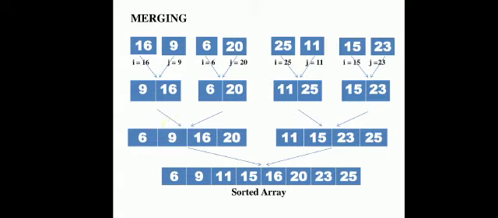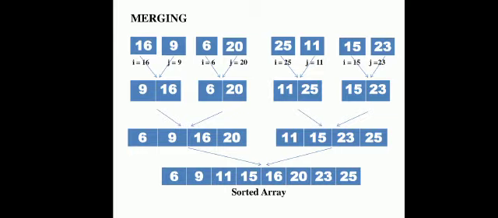second sublist is 9. Then we take the value of i as 16 and j as 20. We check whether 16 is less than or greater than 20. 16 is less than 20, so we take the value of the third index as 16 and the value of the fourth index as 20. Likewise, we compare the next two sublists, 11, 25 and 15, 23. After comparing, we get a sorted sublist as 11, 15, 23 and 25.